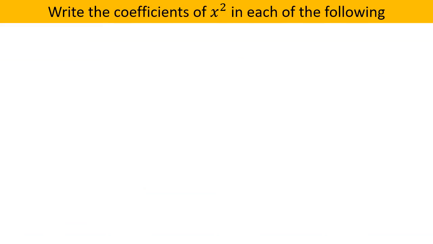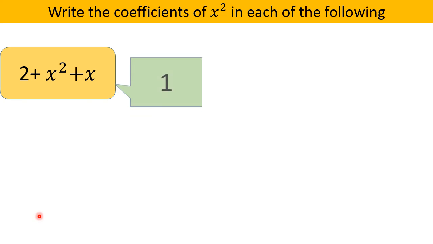And now let's see how to find the coefficients of x square in each of the following. Already you might have learnt this in your earlier classes. Here is the first example, 2 plus x square plus x. You should see the coefficient of x square. Now when you observe here, you have x square. Actually, it's not having any coefficient. Whenever you don't have any coefficient for it, you will just write 1, right?